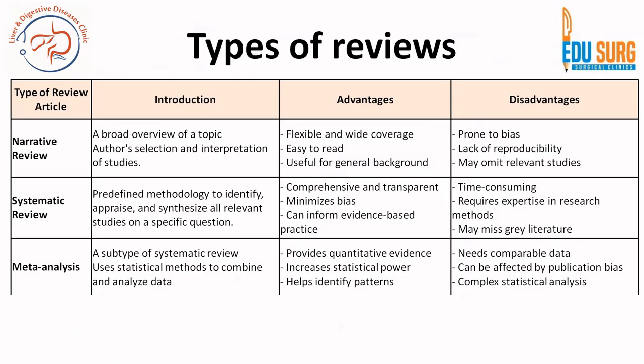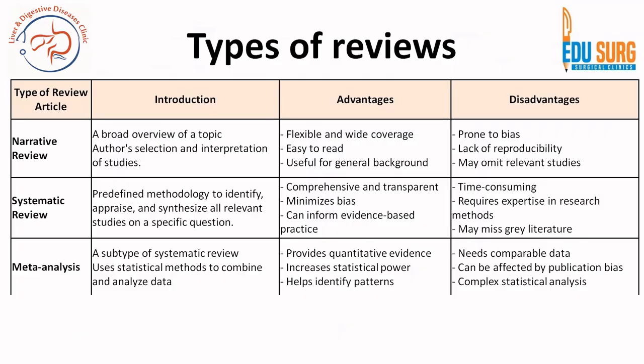A meta-analysis is a subtype of systematic review. Remember this is not a separate article. Meta-analysis is a subtype of systematic review. It is basically a review which uses statistical methods to combine and analyze data that is already published. So, two concepts that you have to understand. If you are just summarizing the data without statistical analysis, it is a systematic review. If you are doing statistical analysis on the summarized data, then that is meta-analysis.